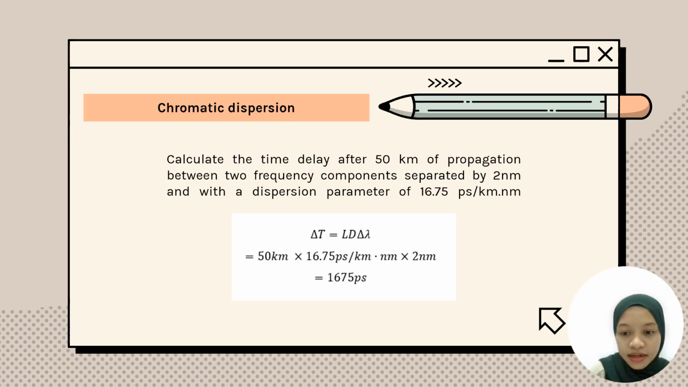For chromatic dispersion, the first question is to calculate the time delay after 50 km of propagation between two frequency components separated by 2 nanometer and with a dispersion parameter of 16.75 picosecond per kilometer per nanometer. The time delay is calculated using the formula: total delay equals the dispersion parameter times propagation distance times frequency separation. By plugging in all the values, we will have the answer as 1675 picosecond.